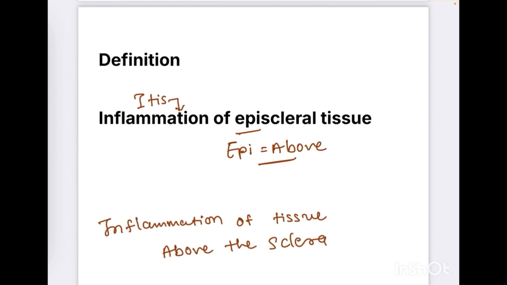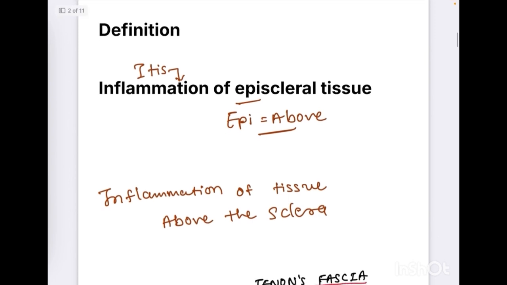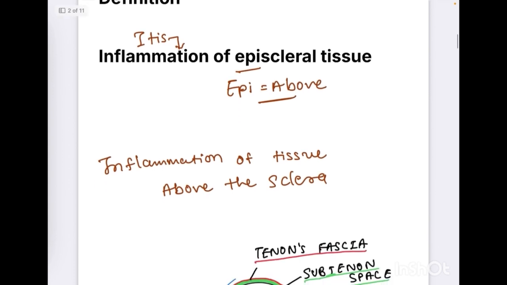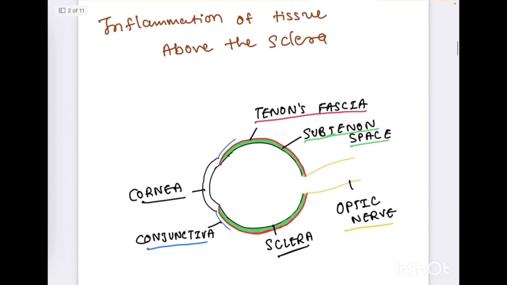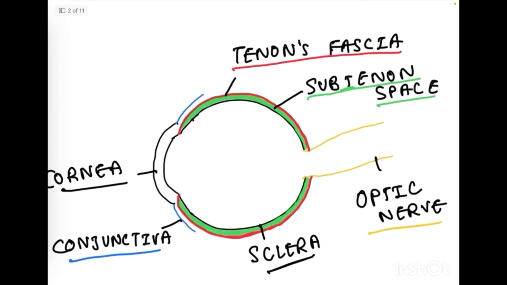Episcleritis. Epi means above, and itis means inflammation. So episcleritis is inflammation of episcleral tissue, that is, inflammation of the tissue that is above the sclera. So, which tissue is above the sclera? Let's see this diagram.